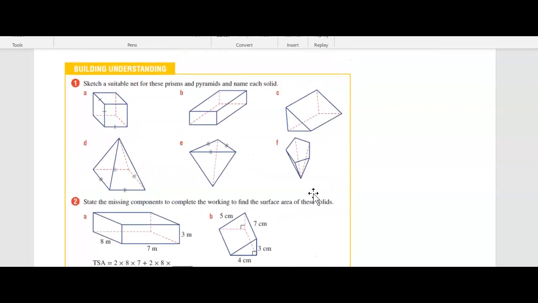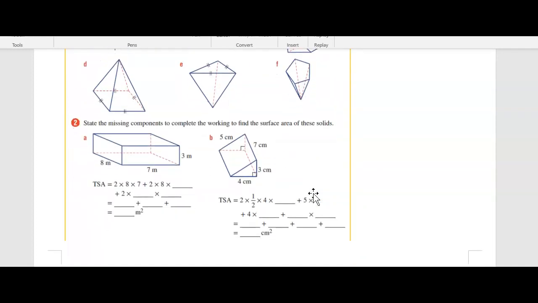We don't have to sketch any nets in your exam, but being able to break a 3D shape into its net is helpful for calculating total surface area because it just lets you see all the different shapes. So if we look at 2B, you can see you've got a triangle here and a triangle here. So when you're calculating it, you can say, well, I've got this triangle and I've got 2 of them, so I'm going to multiply that by 2.